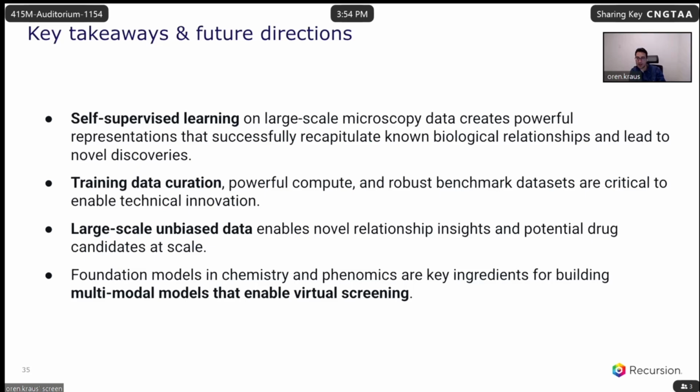So with that, I'll wrap up. The key takeaways are that self-supervised learning combined with data curation and scaling of compute and dataset sizes is a really good recipe for training foundation models for phenomic images, but also generally for scientific data. And that as we start to combine foundation models, it really unlocks new capabilities for multimodal learning.